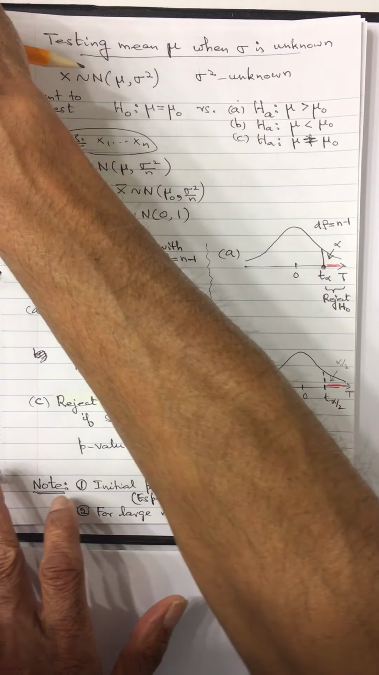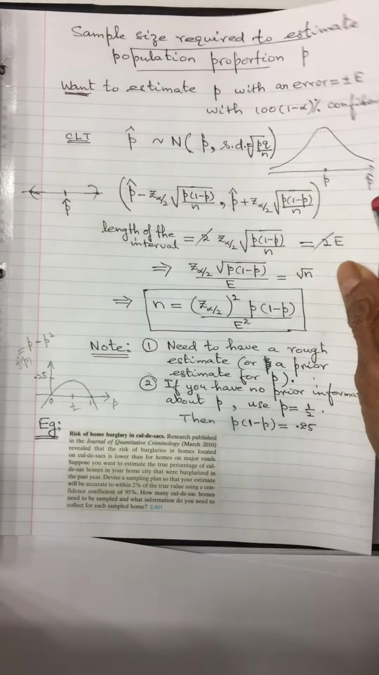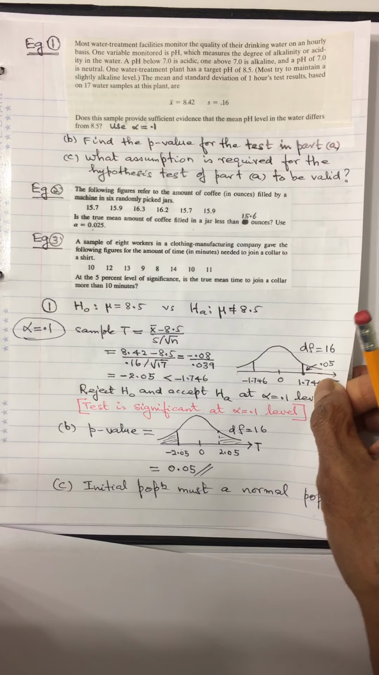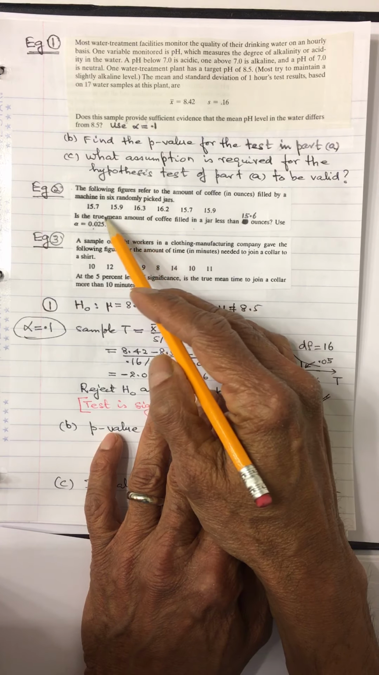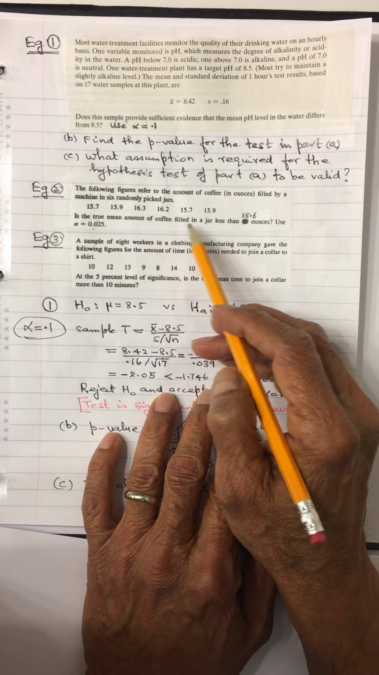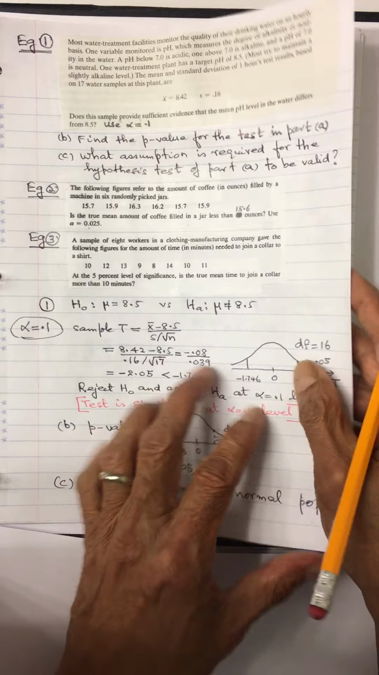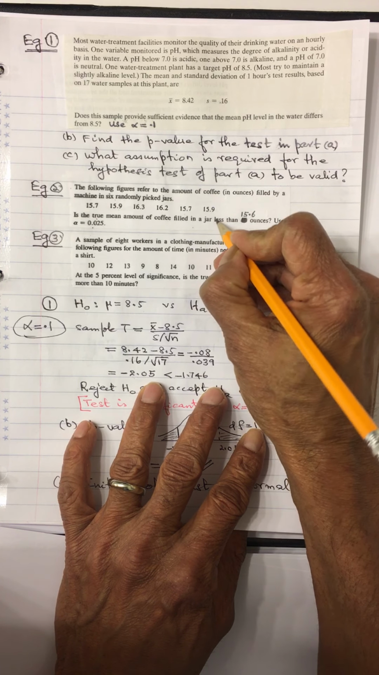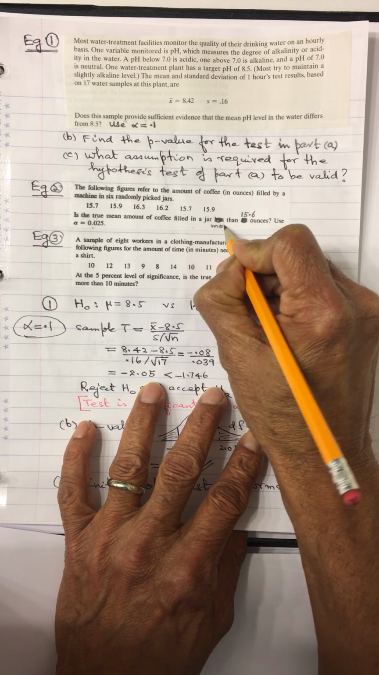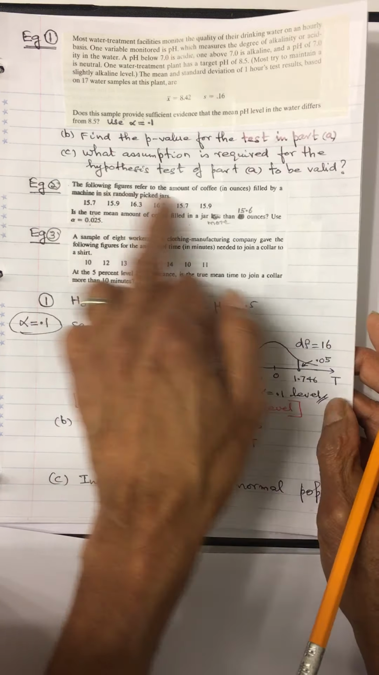Let us go to the second example. The second example is almost the same actually. Let me finish it quickly. Here the question is whether the true mean amount of coffee filled in a jar is more than 15.6 ounces.